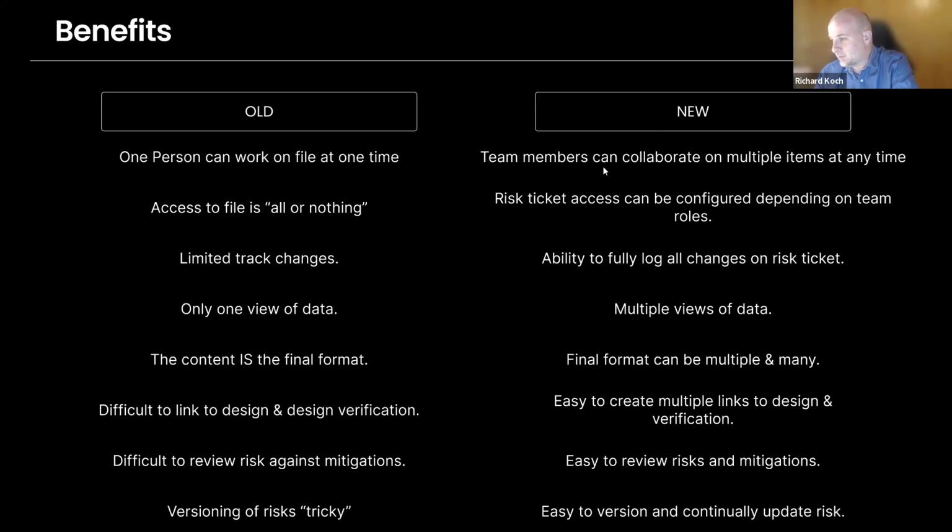Whereas with ticketing systems, team members can collaborate on multiple items at any one time. So you can really get the benefit of collaboration and asynchronous ways of working, where you don't all have to be looking at the same item at the same time. Access to the file is all or nothing. Generally, you can control access to full read-write or just read, but you cannot control access to fields or sub-bits. To a degree, I know you can, but if you're really going to spend that time to do it, it's not really sustainable. Whereas risk tickets can be configured depending on team roles.